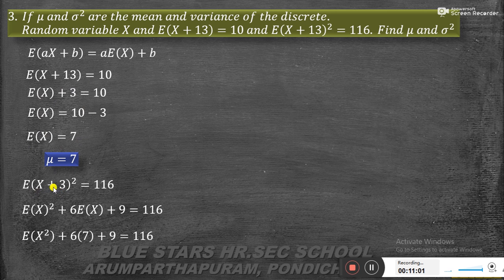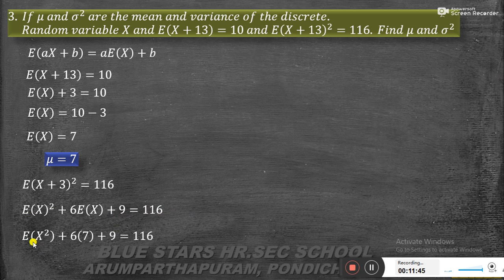Next, expectation of x plus 3 whole square equal to 116. Now I expand this formula: a plus b whole square means a square plus 2ab plus b square. So x square plus 2 3s are 6, 6x, plus 3 square means 9. So now I take the expectation of all the terms: expectation of x square plus 6 into expectation of x plus 9 equal to 116.